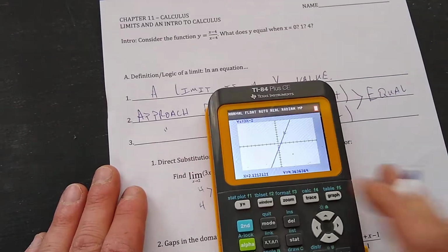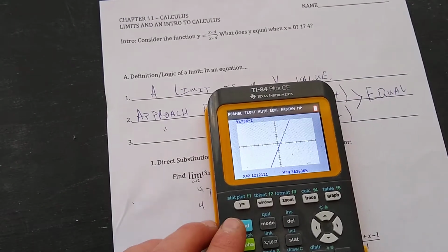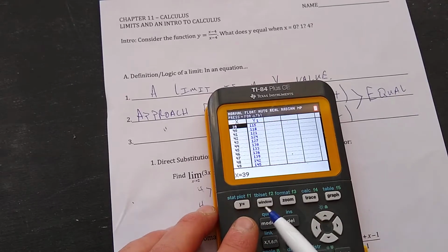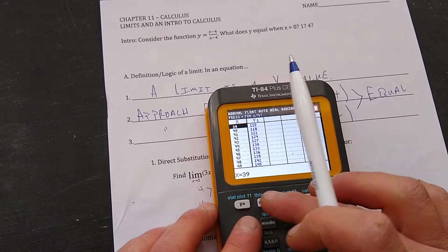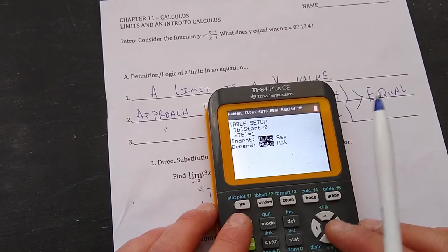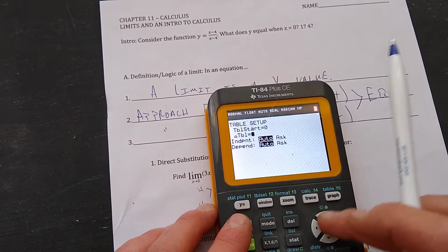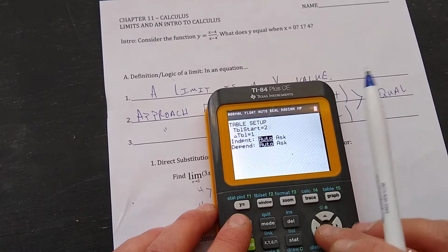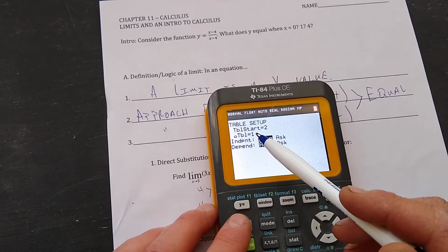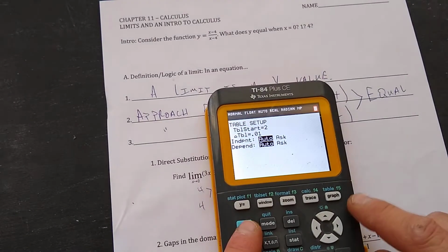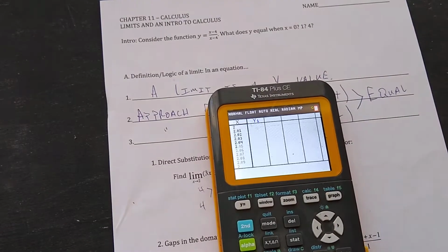Okay. A great way to do this is to look at your table. Hit second, table. If you want to have this table set, it will help us as well. Table set. We're going to start at 0. Actually, let's not start at 0. Let's start at 2, and let's set the table. This delta means how much do you want to increase? Let's set it to 0.01, like a hundredth. Now we'll hit second and graph and go back to the table.